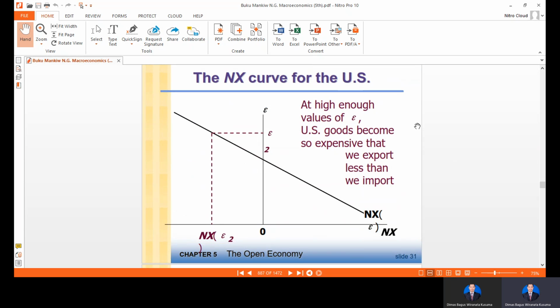And at a high value of the real exchange rate, US goods become so expensive that we export less than we import. It makes sense that in the midst of a higher real exchange rate, it will reduce the net export, because the product will not be competitive and cannot be afforded by the partners.